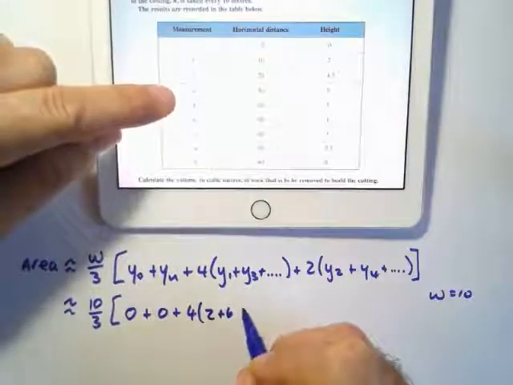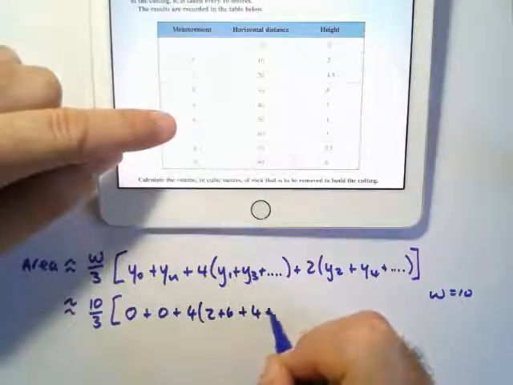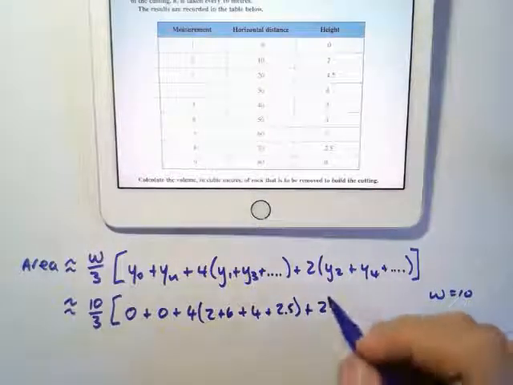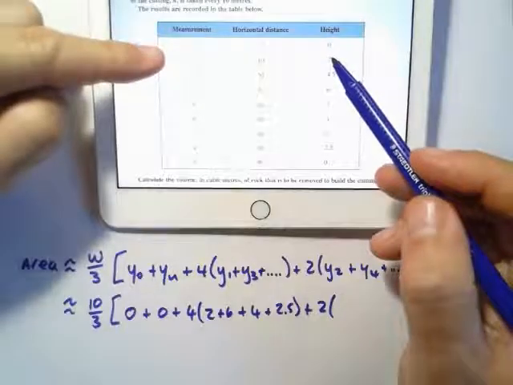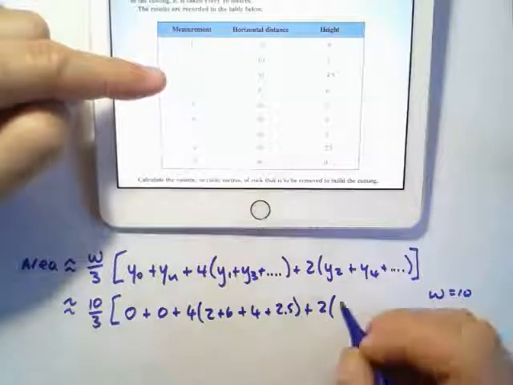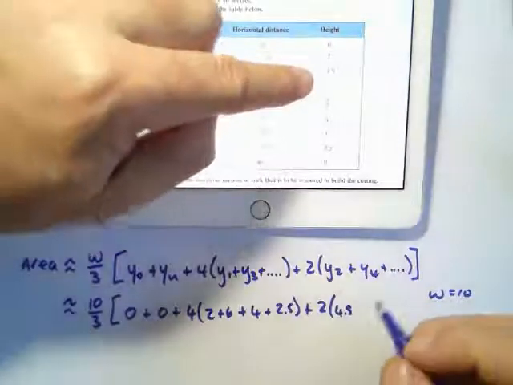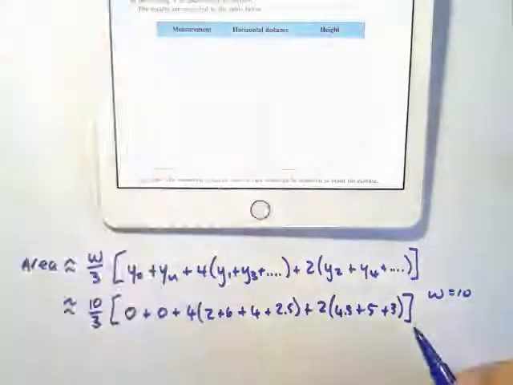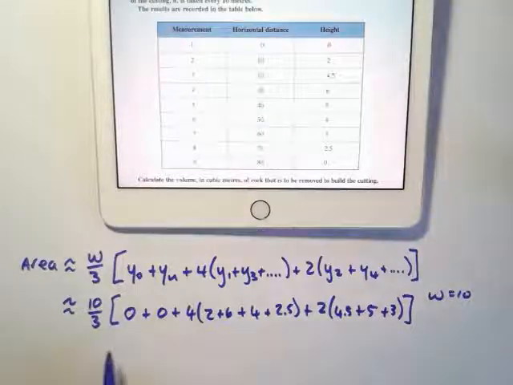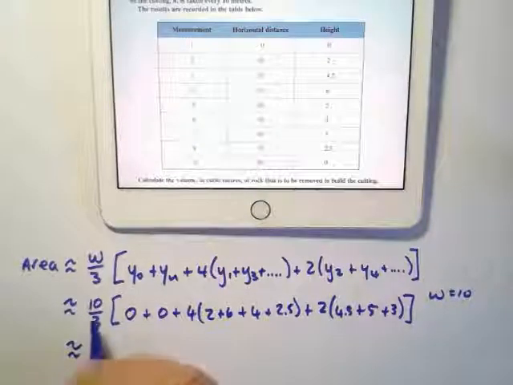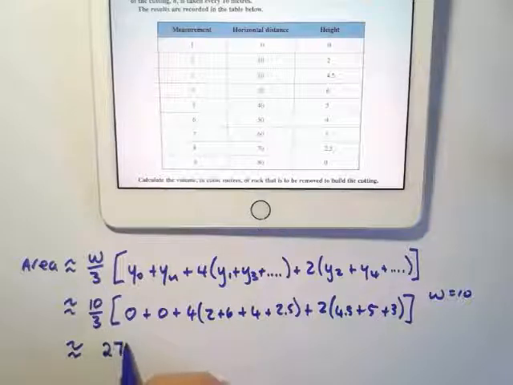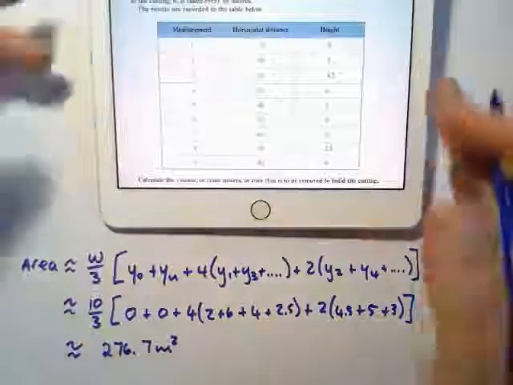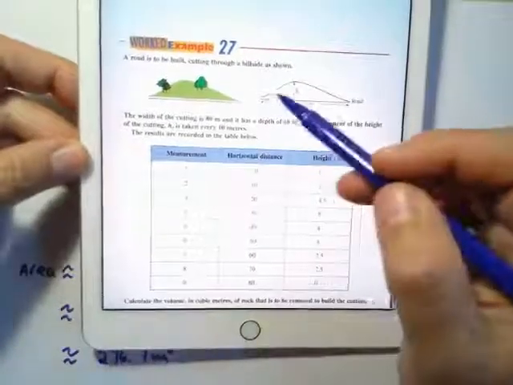6 plus 4 plus 2.5, plus 2 times, if that's the first, then that's the second, which is 4.5, and then every second one, plus 5 plus 3, and that's it. If I calculate that, multiplied by 10, my answer divided by 3, my answer is 276.7 meters squared. So just back to our sketch, that will be the cross section there.